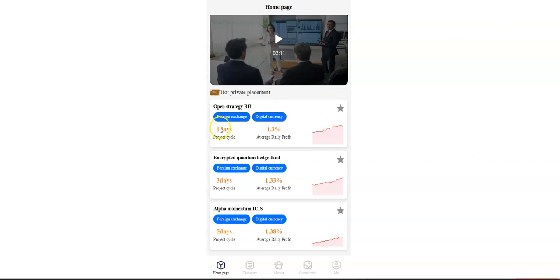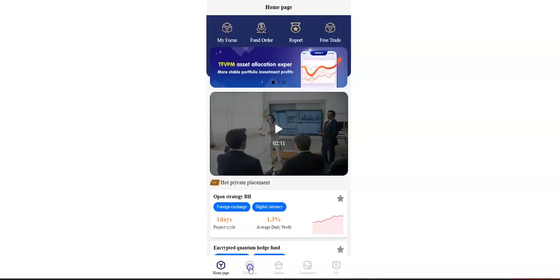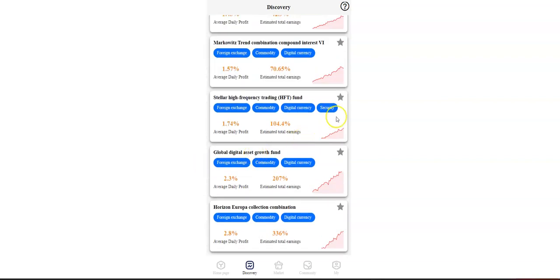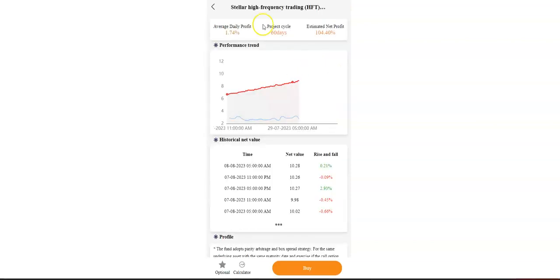Okay, guys, so you decided to roll with forex exchange, digital currencies. Let me go over to the plans right here. Over here we can see the different plans: commodities, digital currency, stocks, securities and so on. So if you click on this one, it will roll for 60 days. After 60 days, the funds will be sent back to your account balance plus the interest.